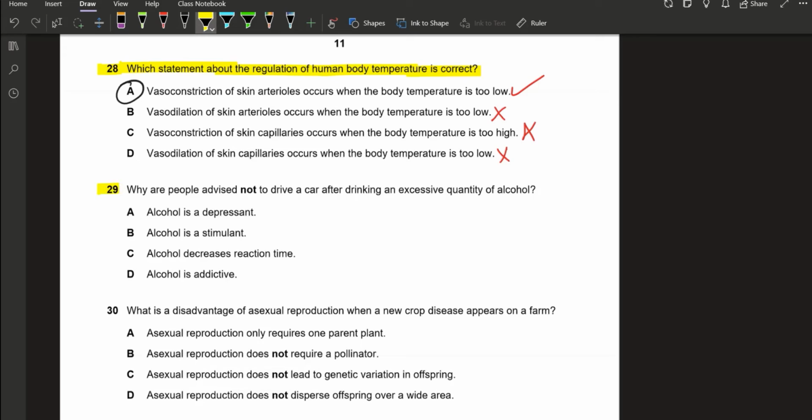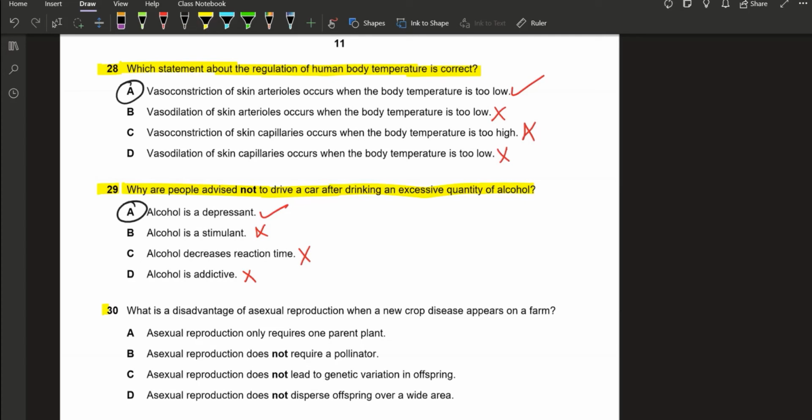Question number 29. Why are people advised not to drive a car after drinking an excessive quantity of alcohol? Option A says alcohol is a depressant, which is correct. Option B says alcohol is a stimulant, which is wrong. Option C says alcohol decreases reaction time, which is also not the case. Option D says alcohol is addictive, which is not related to this question. So the correct option would be option A.